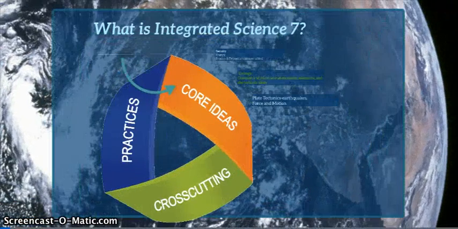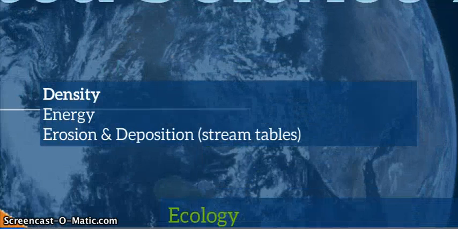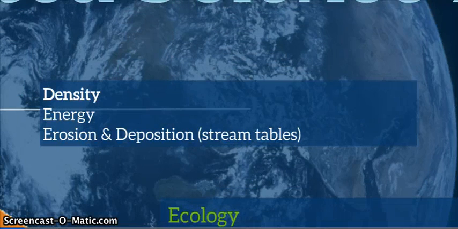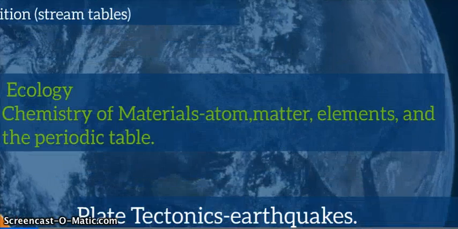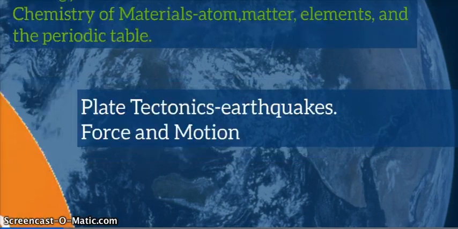Okay, so the idea in integrated seventh is that they're doing multiple core ideas in one year. So we'll be talking about these three first, density being the one we're working on now. And then ecology, and then atoms, matter, periodic table, plate tectonics with the emphasis on earthquakes, force and motion.